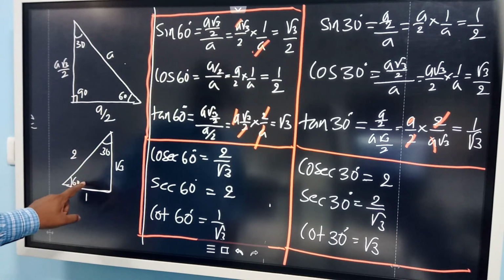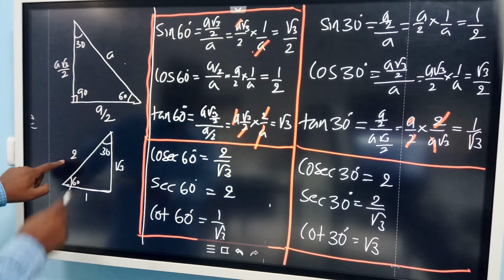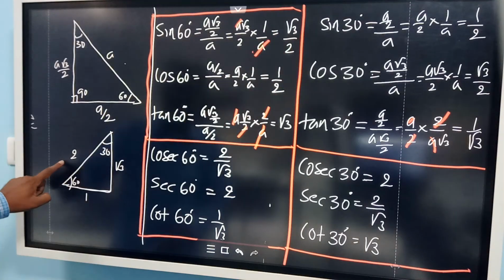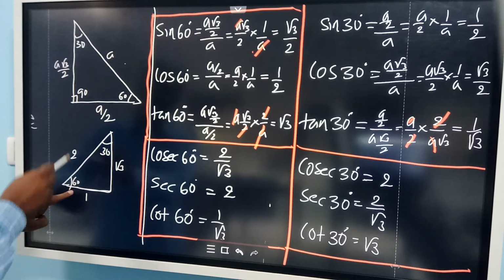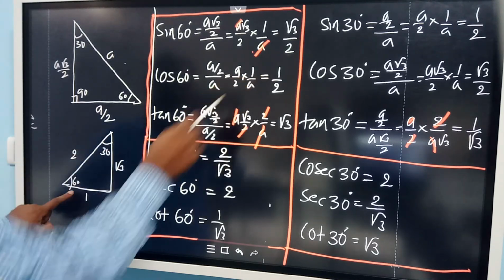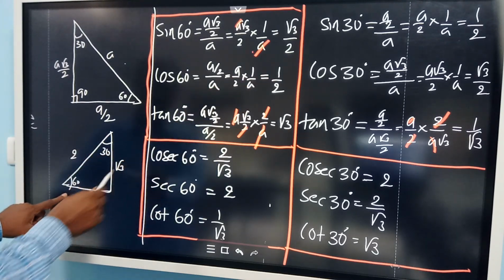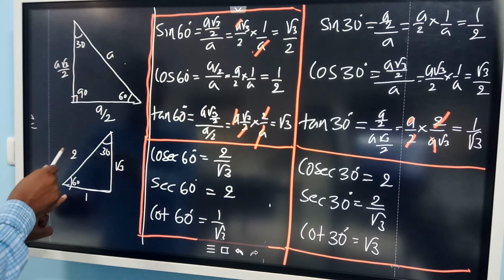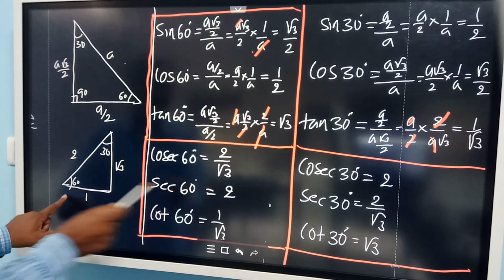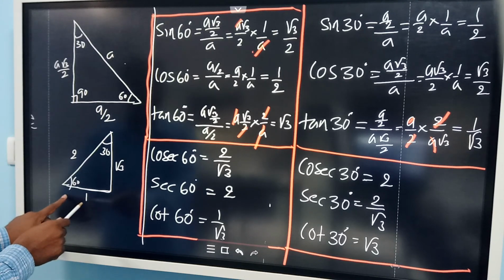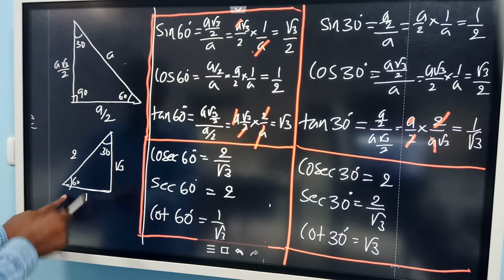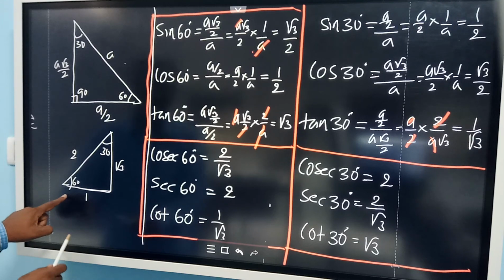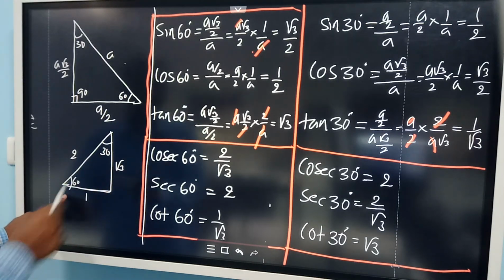See, sin 60, opposite by hypotenuse, is root 3 by 2. Cos 60, adjacent by hypotenuse, is 1 by 2. Then tan 60, opposite by adjacent, is root 3 by 1. Cosec, hypotenuse by opposite, is 2 by root 3. Secant, hypotenuse by adjacent, is 2 by 1. Cot 60, adjacent by opposite, is 1 by root 3.